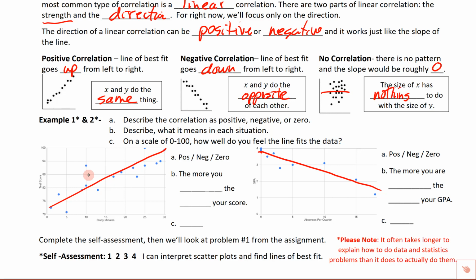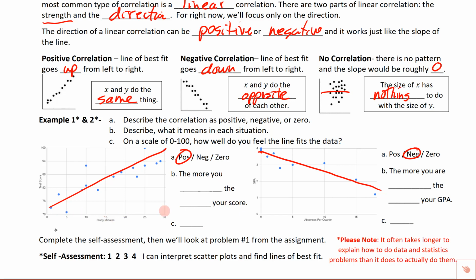So again, we want to figure out, is this a positive, negative, or is there no relationship? What would the correlation be? So on this one, it would be positive, and on this one over here, clearly it would be negative because it goes down. And that would match up with the slope of this line's positive and the slope of that line's negative. And what we've got here is, it says the more you blank, the blank your score.